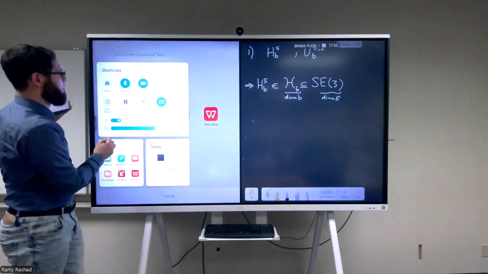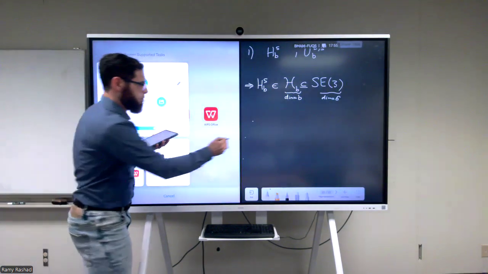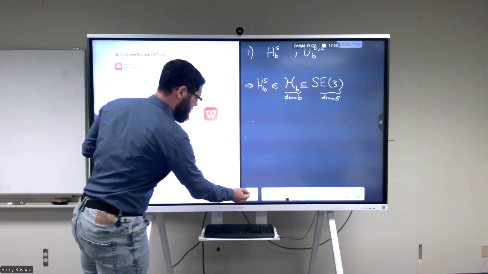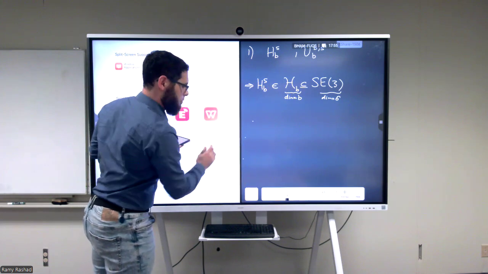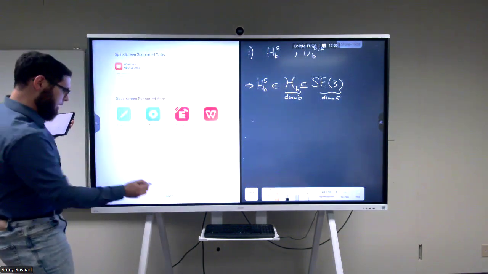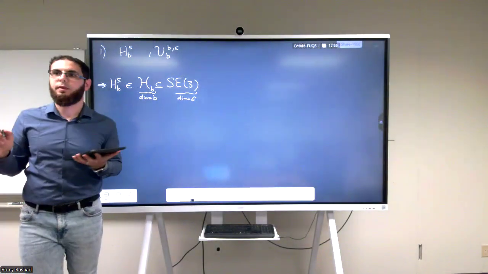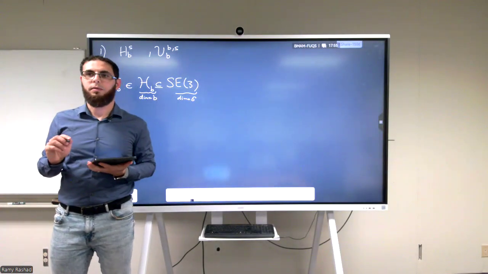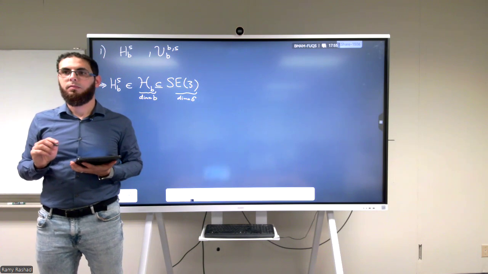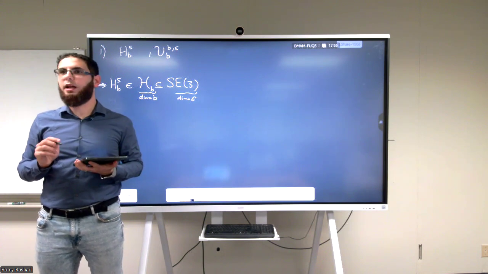And the H is an element of this sub-Lie group or Lie subgroup. Then isn't it an element of SE3? Yes, sorry. Since it's a subset, and this is an element of it, then shouldn't this also be an element of SE3? It's always an element of SE3, yes.